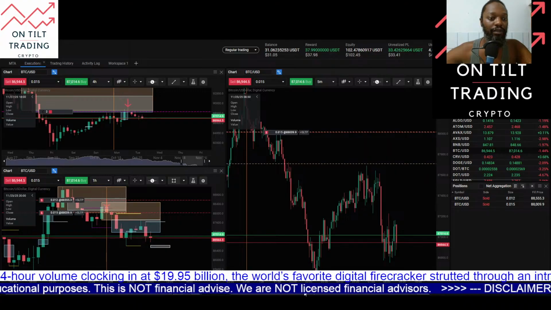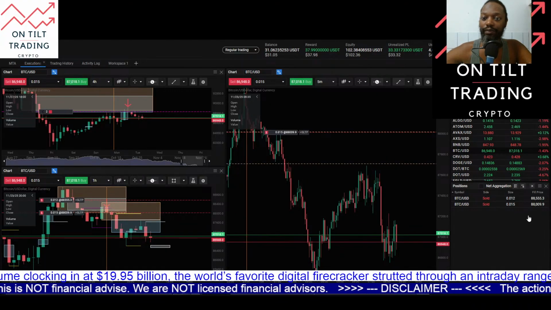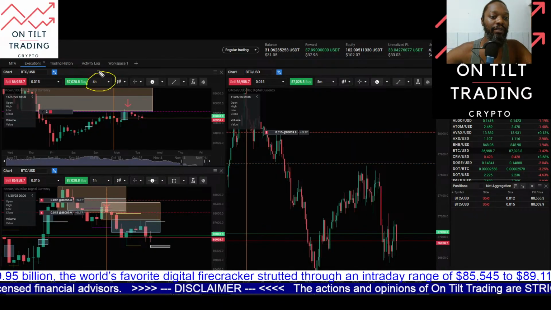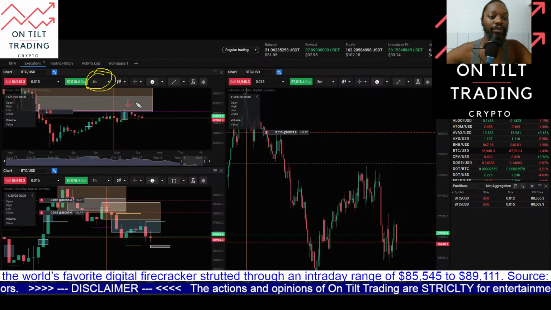I am currently short in Bitcoin. I'll walk you through what I have trading starting here top down. So starting here on the 4-hour chart.